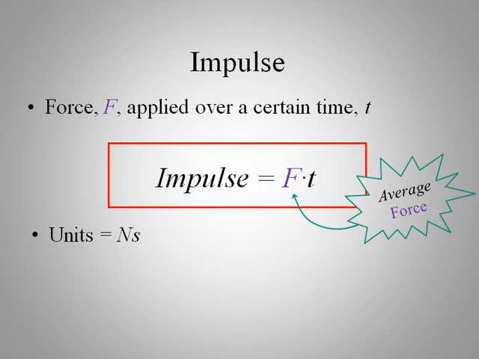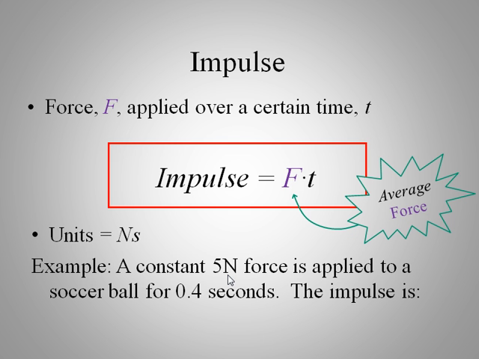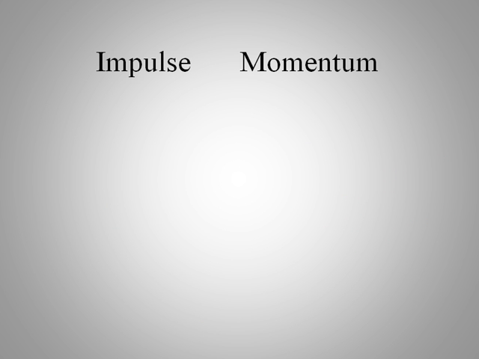Take a quick example. We have a constant force of 5 newtons and time is 0.4 seconds. The impulse is 5 newtons times 0.4, which gives us a total impulse of 2 newton seconds. So let's talk about how impulse is related to momentum. It turns out they have a very intimate relationship.